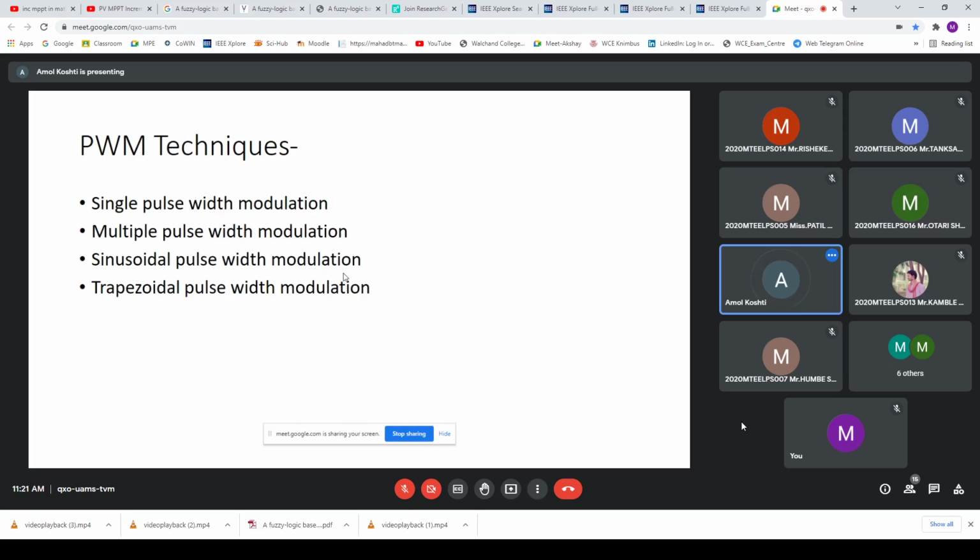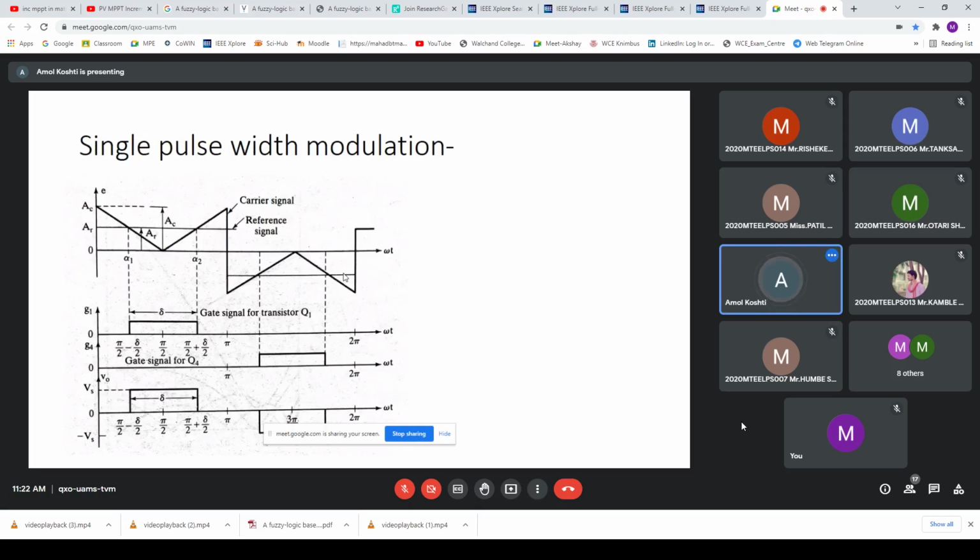Here: single pulse width modulation, multiple pulse width modulation, sinusoidal pulse width modulation, trapezoidal pulse width modulation. There are other techniques also, like space vector modulation. Out of these four or five techniques, sinusoidal pulse width modulation is used in the major circuits. We'll just have the introduction of these PWM techniques, how the pulses are produced. We'll see one by one. So here we just see the single pulse width modulation.